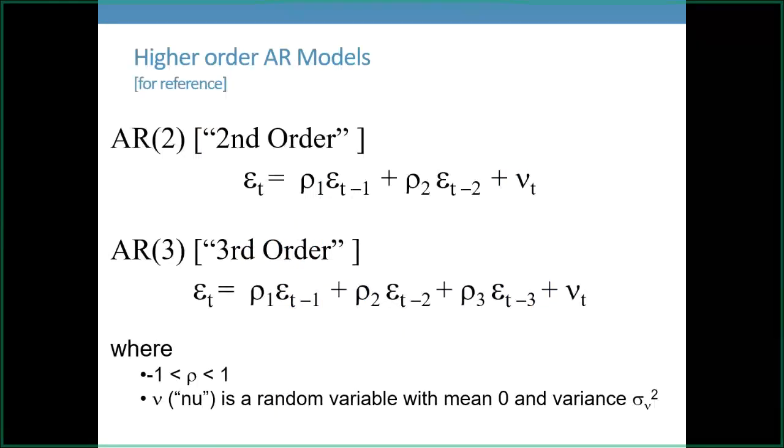Here was the slide. I just didn't jump forward enough. But again, you can have second order, third order autocorrelation, and something like 4th order autocorrelation is very common in quarterly data, or something like 12th order autocorrelation would be very common in monthly data.